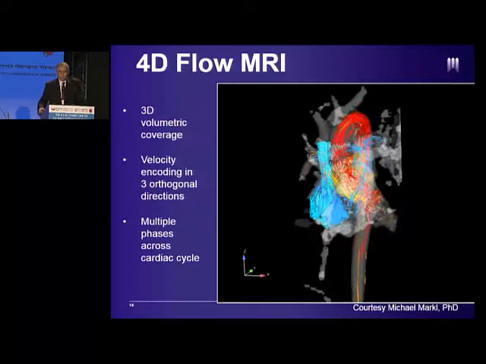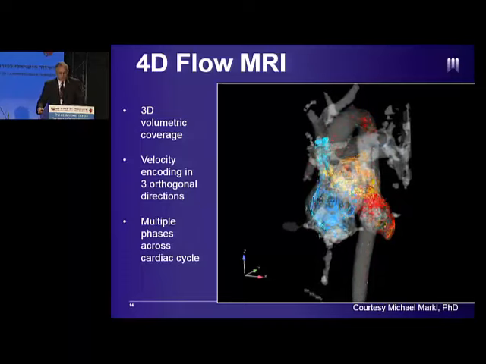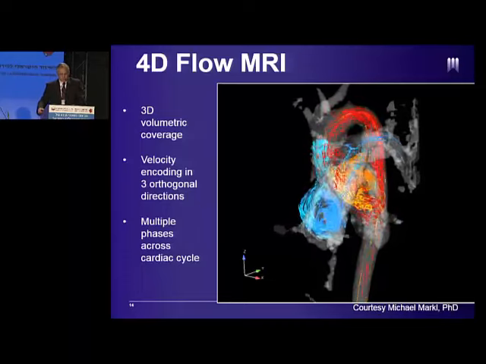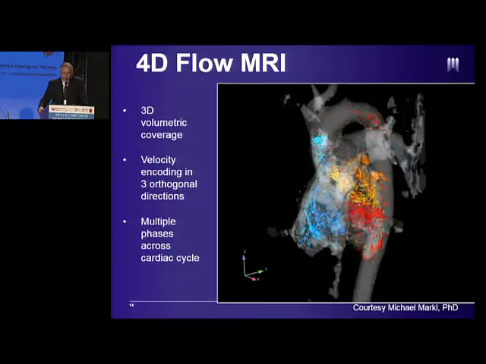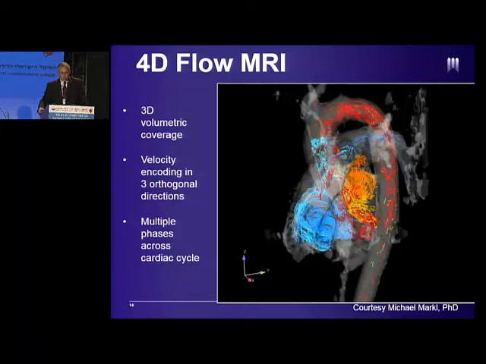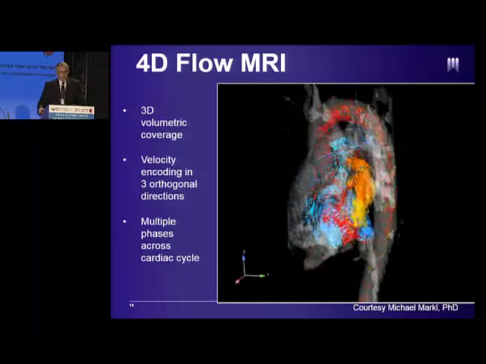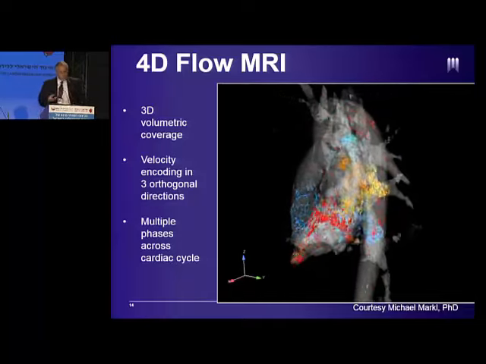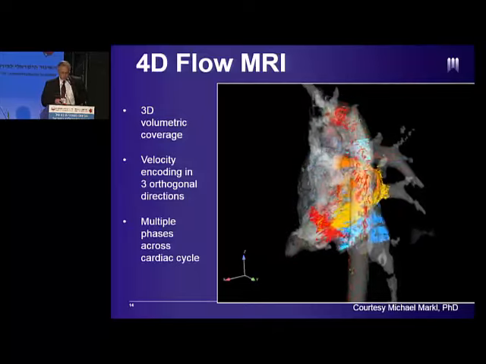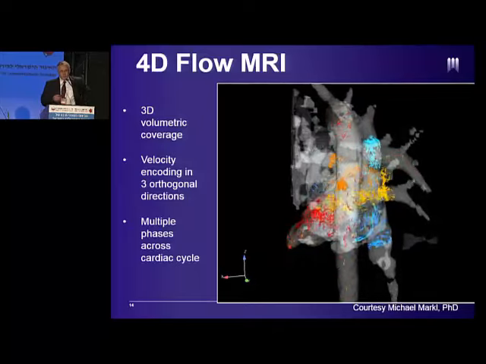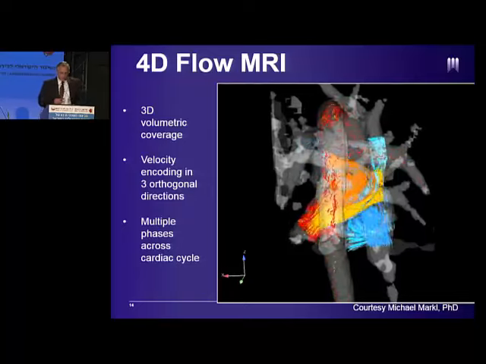So working with my colleagues at Northwestern, in particular Dr. Markl, who joined us, we applied the technique of 4D flow MRI to be able to do this. Now, the advantages of 4D flow MRI: it provides 3D volumetric coverage of the heart, and it allows us to encode velocity in 3 directions.